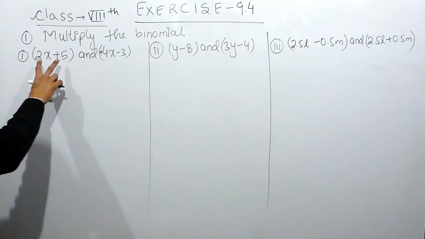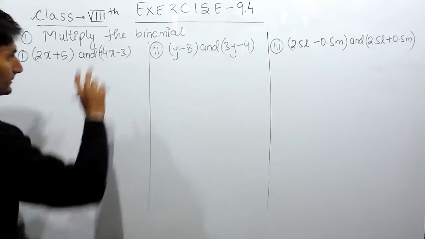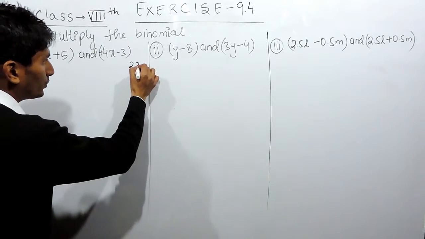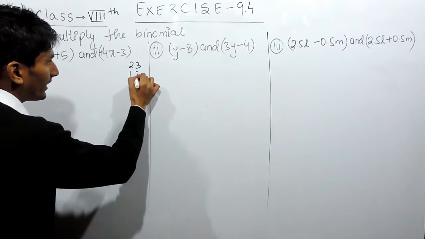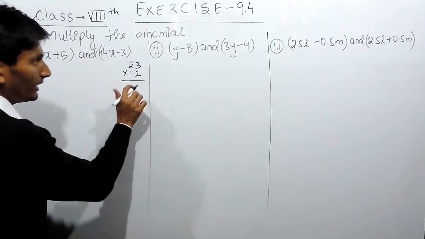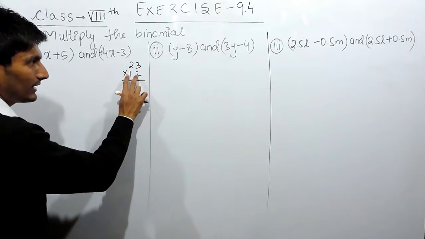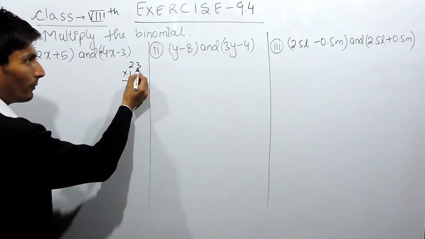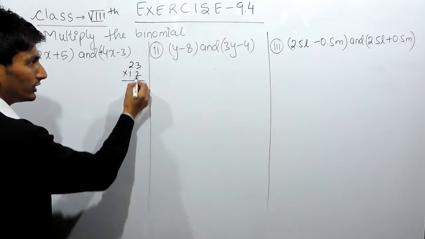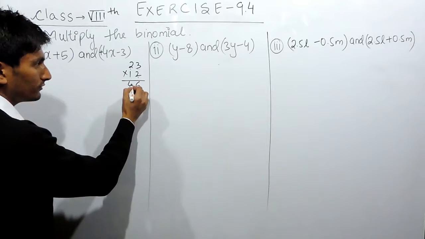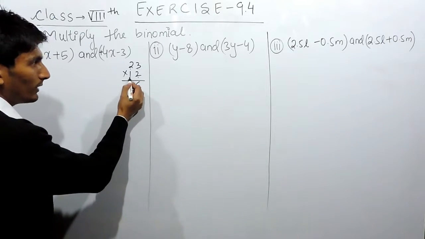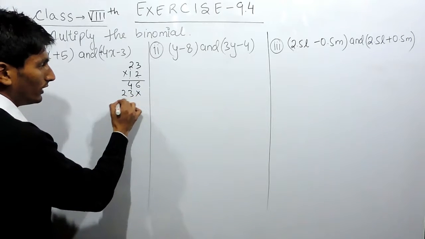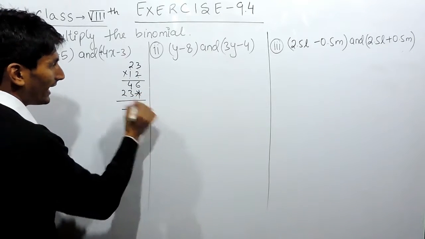So here you have to multiply this with this. This is same as when you multiply 23 with 12. Here our two digits are multiplied by two digits. So what you do is you multiply 2 with both the digits. So 2 into 3 is 6 and 2 into 2 is 4. After that you multiply this one with both the terms. So this will be 3, 2 and after that you add them.